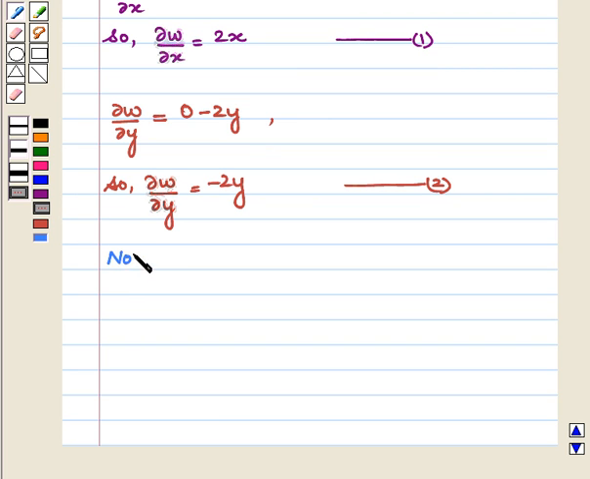Now, x is equal to s cos t. Now, differentiating x with respect to s, treating t as constant, we get ∂x/∂s is equal to cos t into 1, which is equal to cos t.